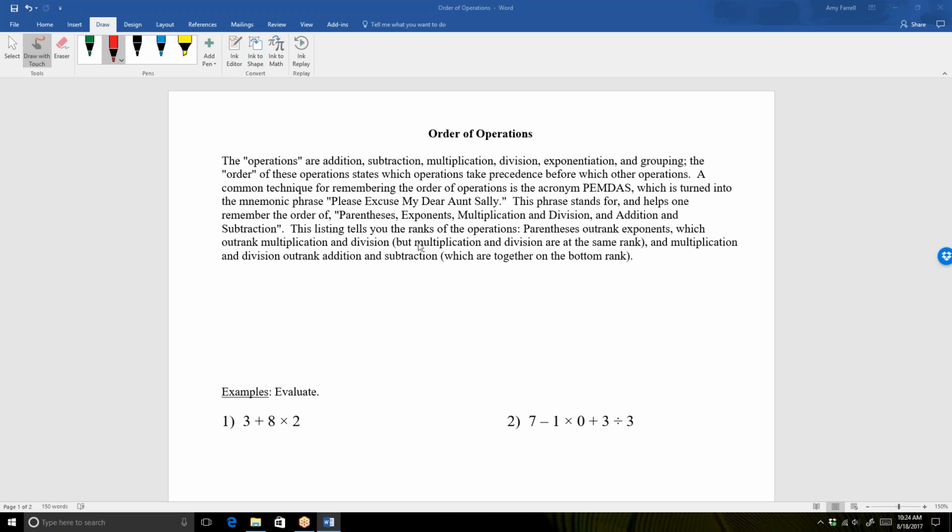As you can see up here at the top, I've typed up some information. You can read through that yourself. But we are going to be working with the acronym PEMDAS. And a great way to remember this acronym is to use the mnemonic phrase, "Please excuse my dear Aunt Sally."